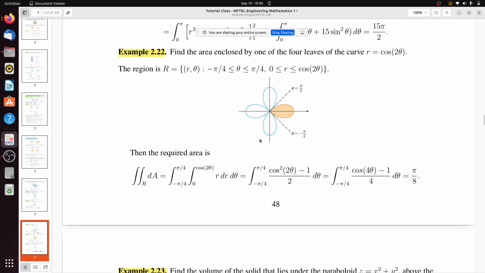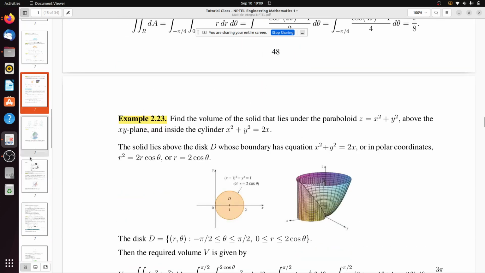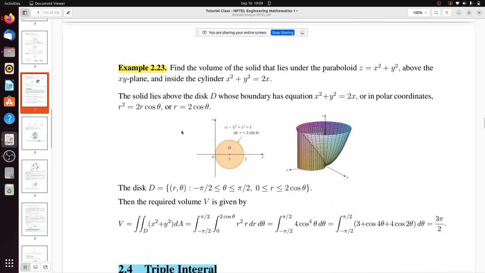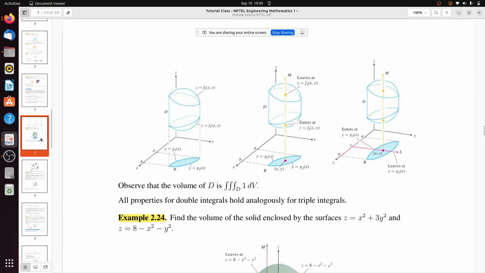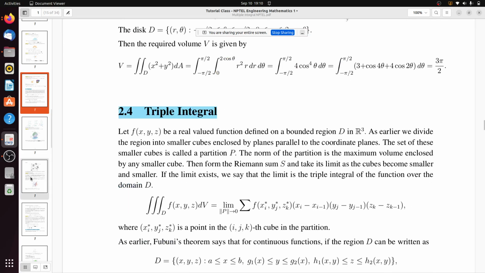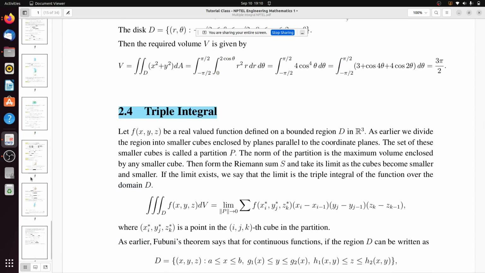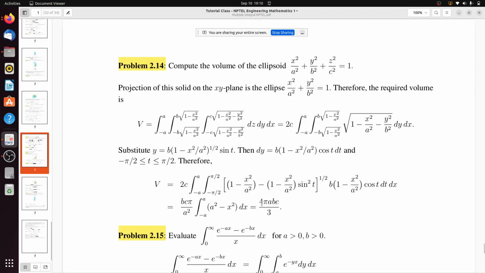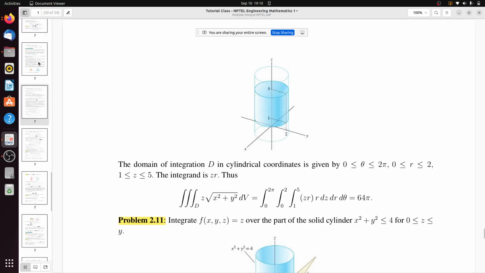So that's all for today's class. In the next class I will start discussing triple integrals. There are many more things regarding triple integrals, and we will discuss them slightly. Then we will discuss some problems also. There are many problems. Okay, so that's all.